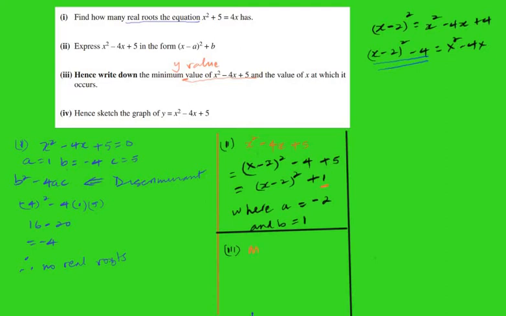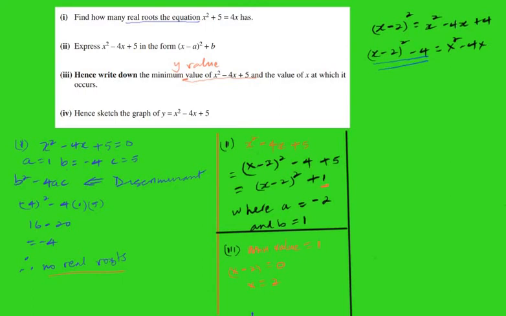The minimum value is equal to 1. And this occurs when x minus 2 is equal to 0. So x is equal to 2. Right. The other part now, we are asked to sketch the graph of y equal to x squared minus 4x plus 5. And to sketch the graph, we realize that there are no real roots. It does not cut the x-axis.